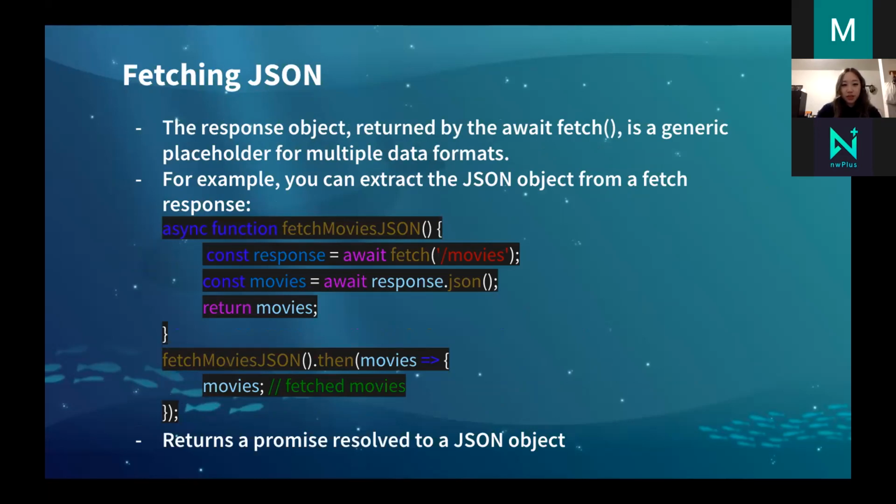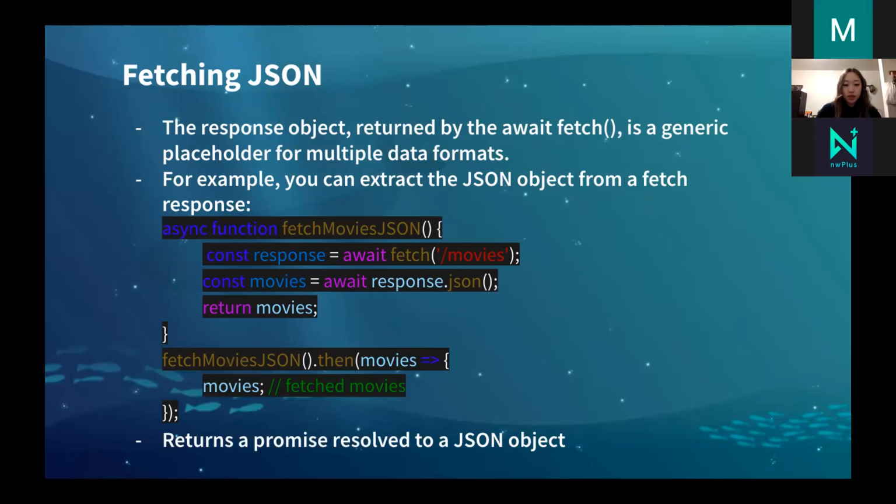But yeah, the response object returned by await fetch is a generic placeholder for multiple data formats. So for example, you can extract the JSON object from a fetch response. response.json is the method on the response object that lets you extract a JSON object from the response. The method returns a promise, so you have to wait for the JSON, like await response.json.